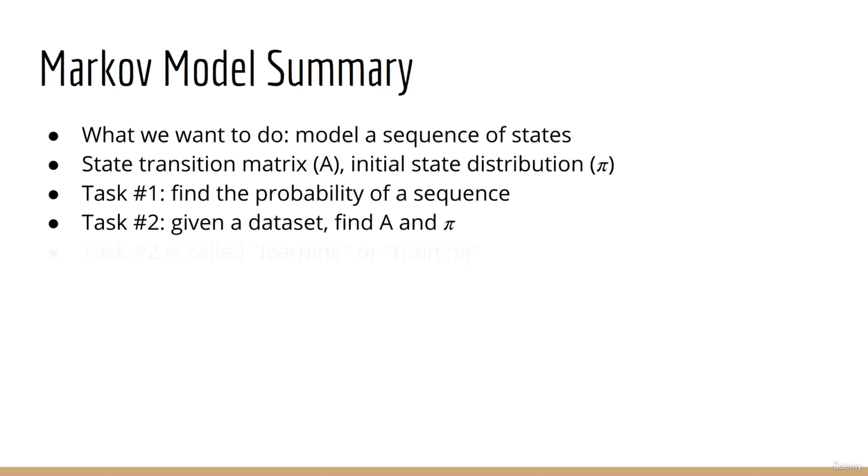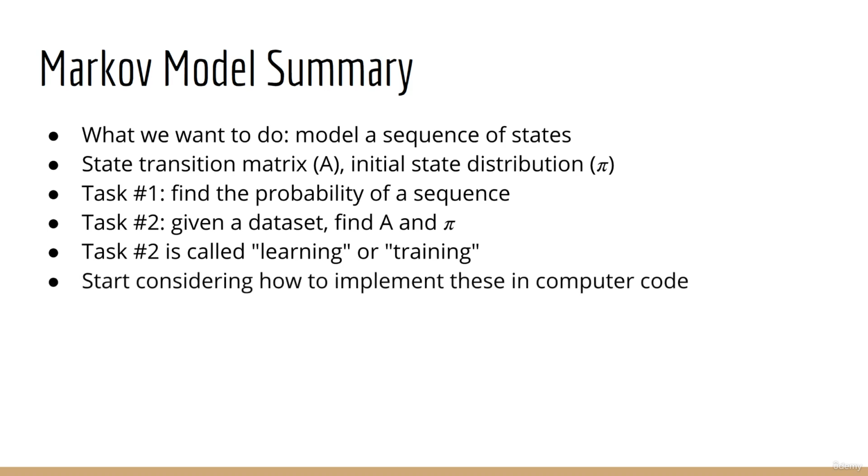Note that, because this is machine learning, we call the process of finding A and pi the learning process or the training process. Now again, it's always useful to think about how you would implement this in computer code. So as an exercise, consider thinking about how you would take a bunch of sentences, like what you would find on Wikipedia or your favorite book, and compute A and pi. In fact, if you really want to test your understanding, you should write the code to actually do this.